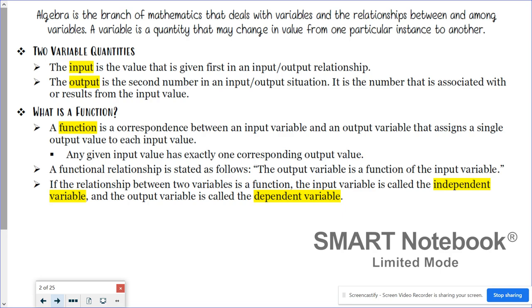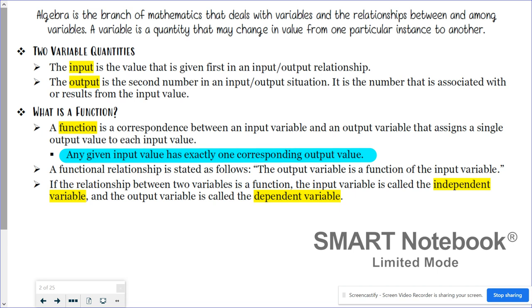A function is a very specific relationship, and it's a correspondence between an input variable and an output variable that assigns a single output value to each input value. Okay. So what that means is that any given input value has exactly one corresponding output value. Okay.